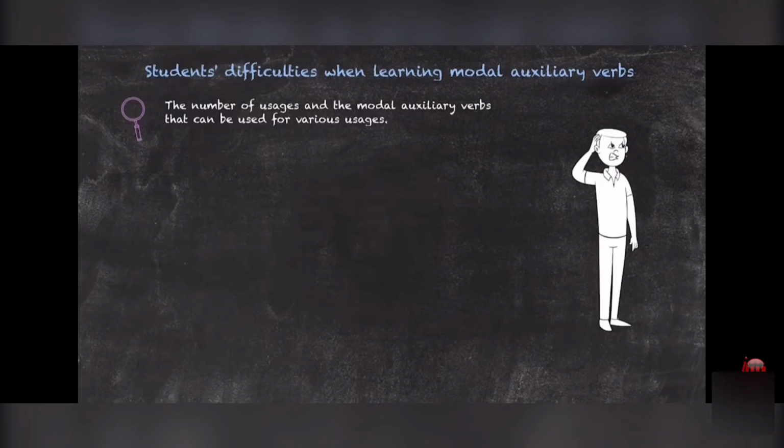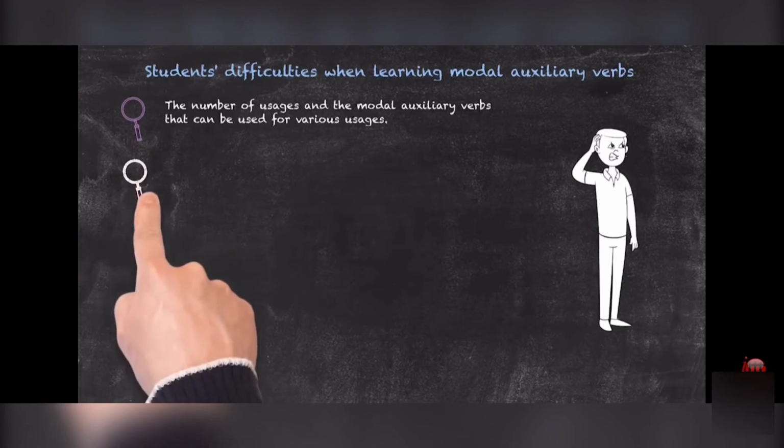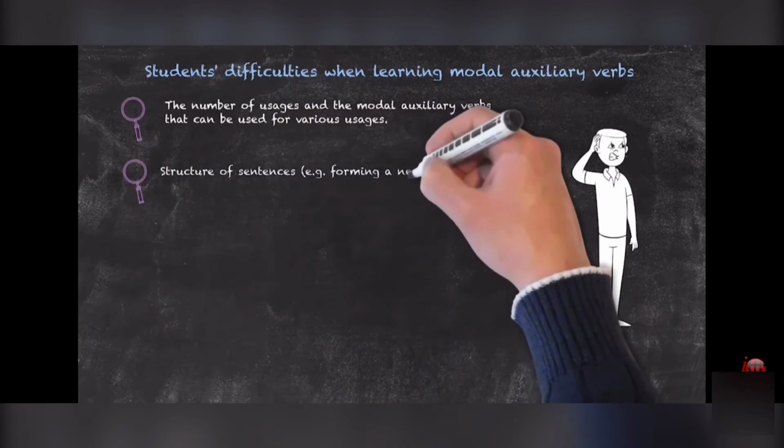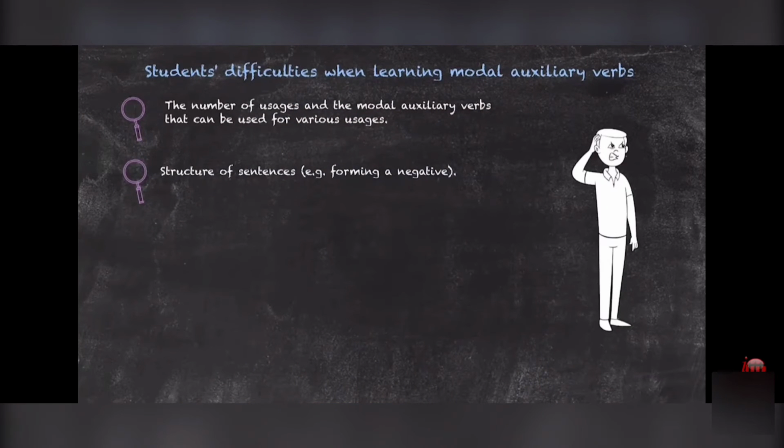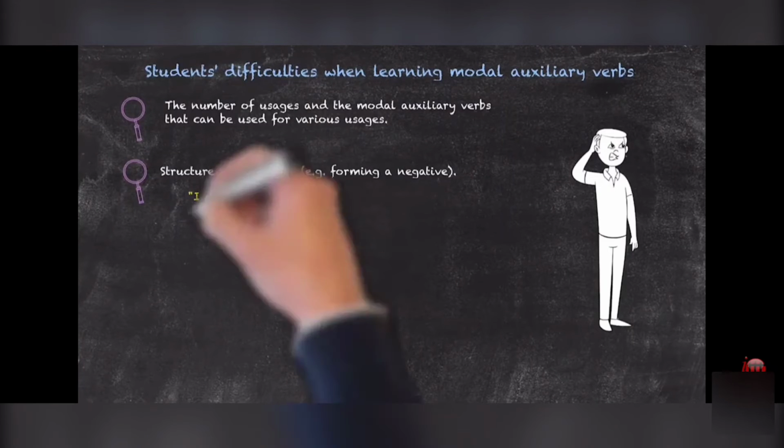Usually, we use the auxiliary verb do with most verbs to form a negative, but with modal auxiliary verbs, we don't. So, for example, "I don't like swimming." Do not, with the verb like. When modal auxiliary verbs are initially introduced to students, they may find it puzzling that we don't use this structure. Instead, we use this structure.